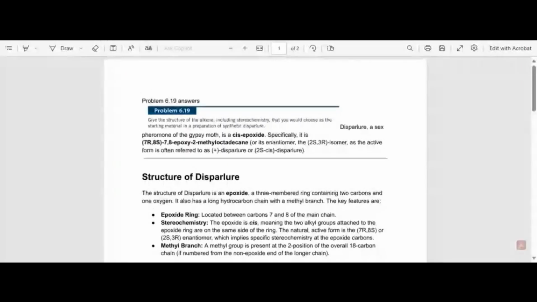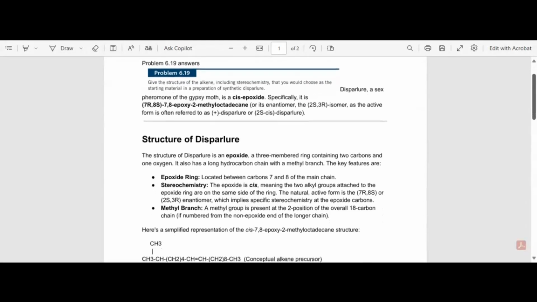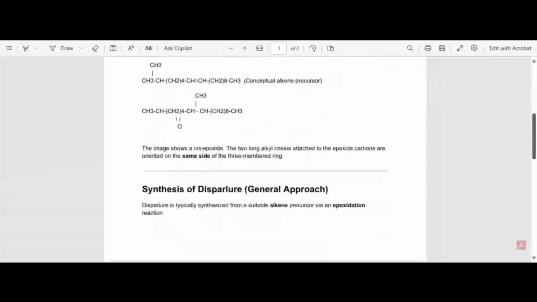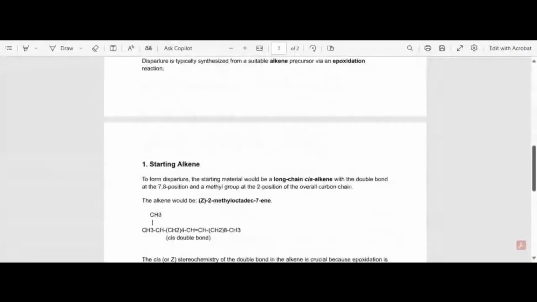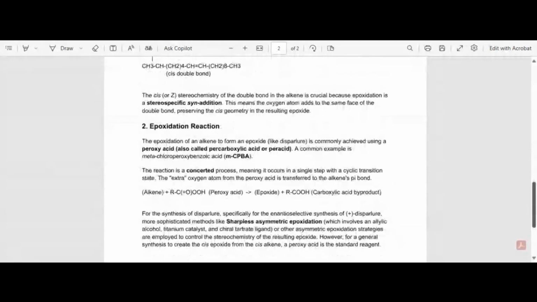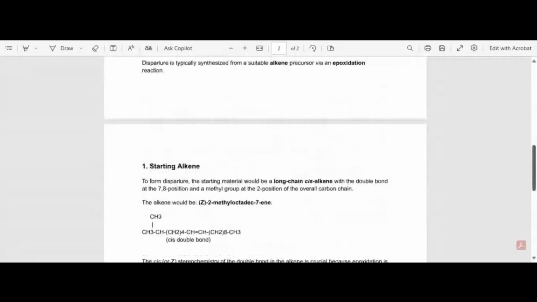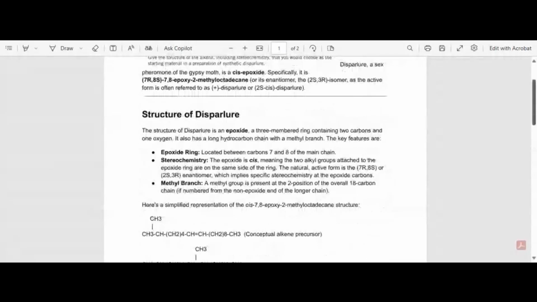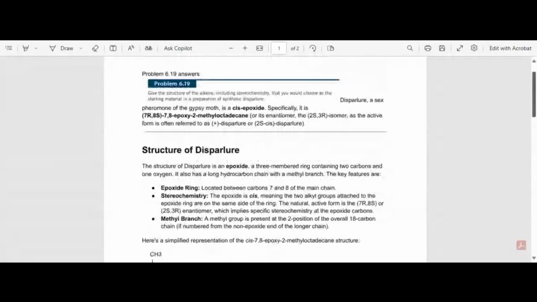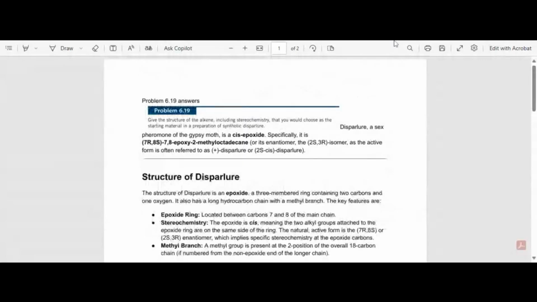6.19. Given the structure of an alkene, including stereochemistry, that you would choose for the starting material for the purpose of a synthesis. Okay, this is a synthesis question. She'd have to give you a starting molecule and everything for that. So I don't know if she would do that. But go through that one.